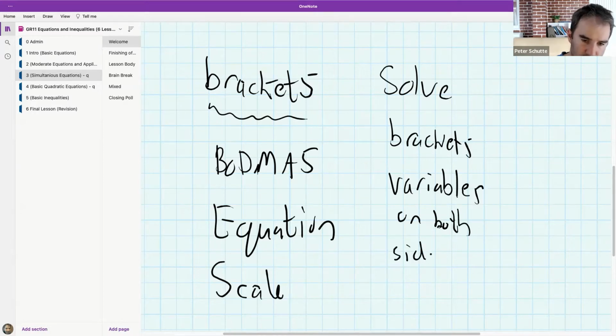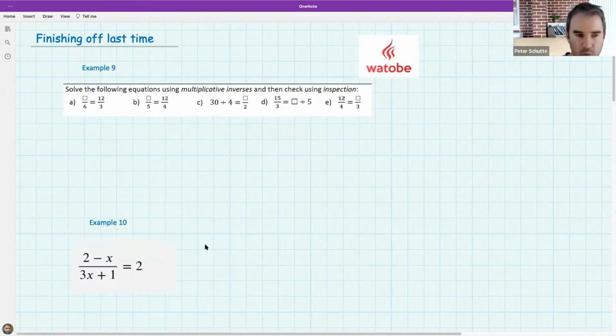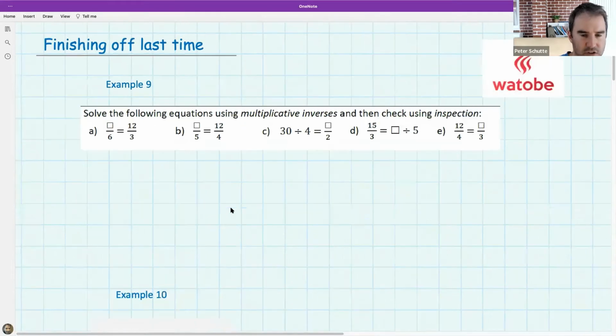Excuse my squiggly writing. Today, there's going to be a bit more of a focus on equations with fractions and also what we call simultaneous equations. So that is kind of where we're going today. And we're going to start with a short warm up with basic equations with fractions.